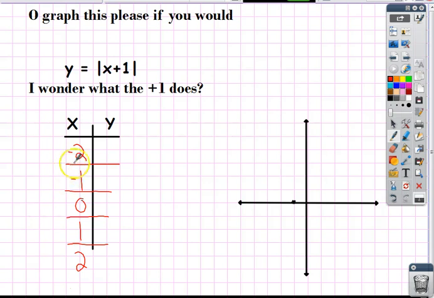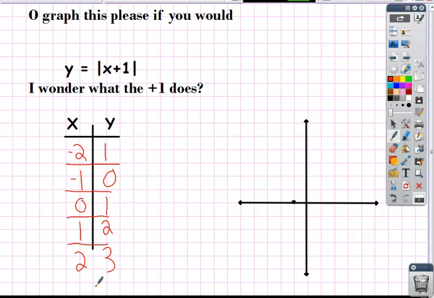So, when I put -2 in here, -2 plus 1, -1. Absolute value of -1 is 1, the loneliest number. -1 plus 1 is 0. 0 plus 1 is 1. 1 plus 1 is 2. And 2 plus 1 is 3.